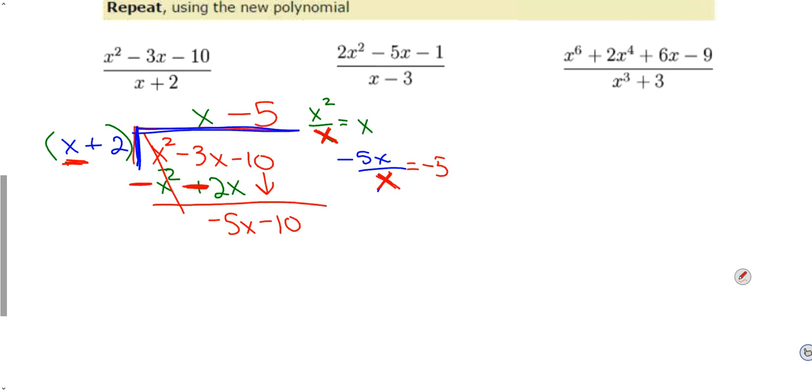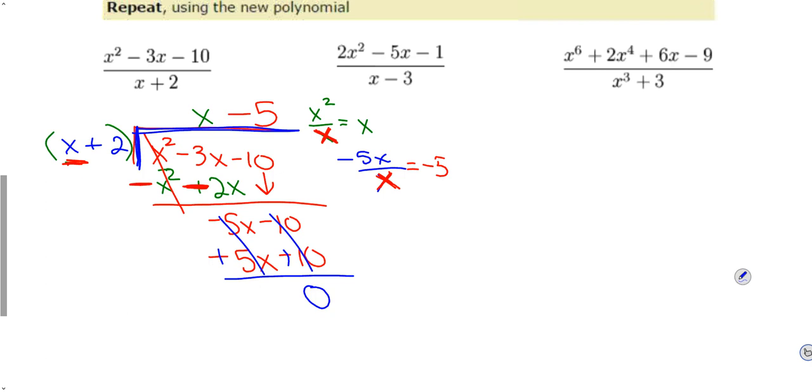And every time you put something up on top, you have to distribute it to the stuff that's over here on the side. So negative 5 times x is negative 5x. And then negative 5 times 2 is negative 10. But then we have to subtract the entire quantity. So when you subtract the entire quantity, you have to change all the signs. So then this cancels and this cancels, and we end up with a 0 at the end. So that just means there's no remainder.